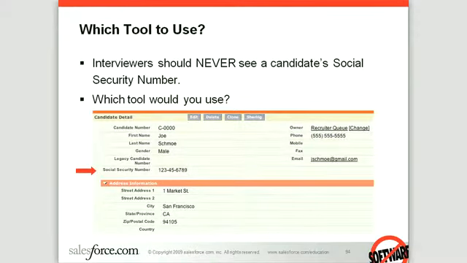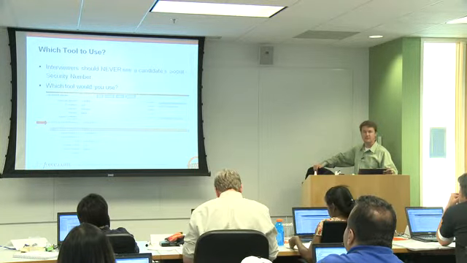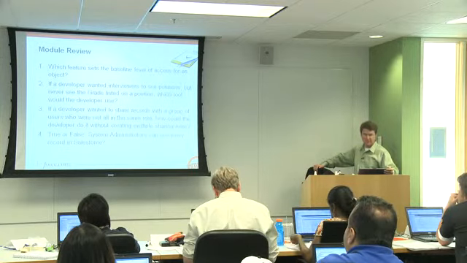All right. Interviewers should never see a candidate's social security number. Which tool would you use? Field level security. Field level security. Okay. All right.